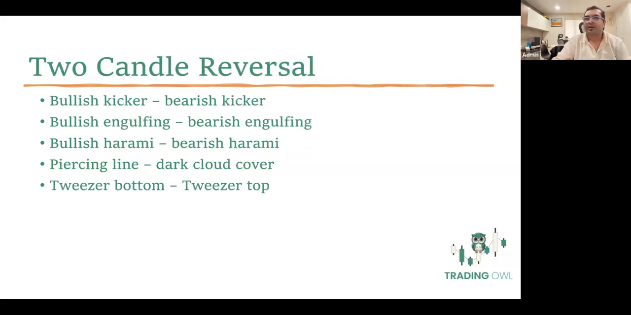Then two candle reversals are the bullish kicker and the bearish kicker. You have bullish engulfing and the bearish engulfing. You have bullish harami and bearish harami. Piercing line, dark cloud cover, tweezer bottom, tweezer top. Now, these are the candles we are going to take up in the subsequent sessions.